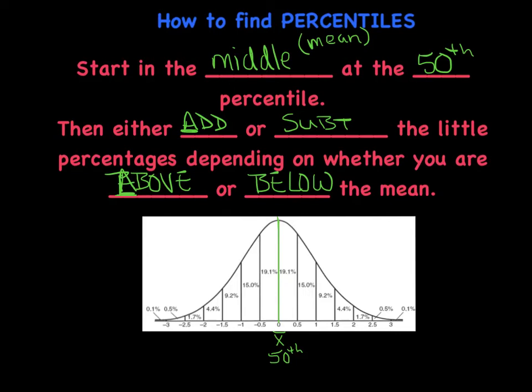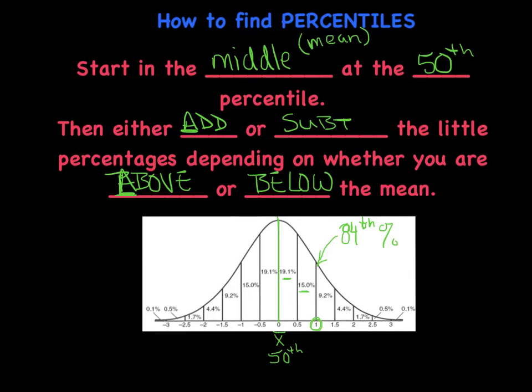So for instance, let's say I told you your test score was one standard deviation above the mean, right? What I would do is start with the 50, then add the 19.1, and then add the 15 also. By the time I get done adding those three numbers together, I get, let's see, I'm going to draw a little arrow here, the 84th percentile. I'm disregarding the 0.1 if you'll allow me. So that's pretty darn good, isn't it? If your score is one standard deviation above the mean, that means you outscored or outperformed 84% of your peers.